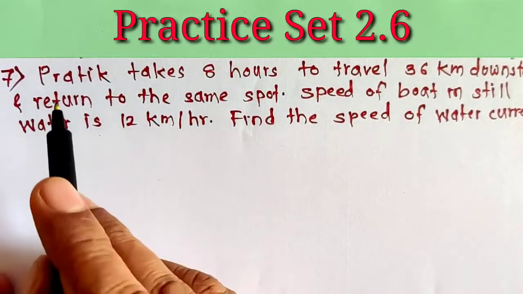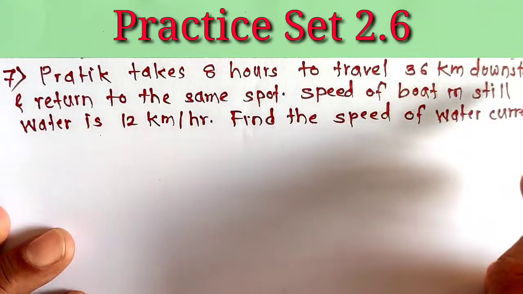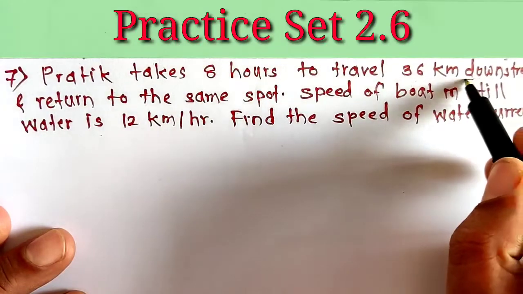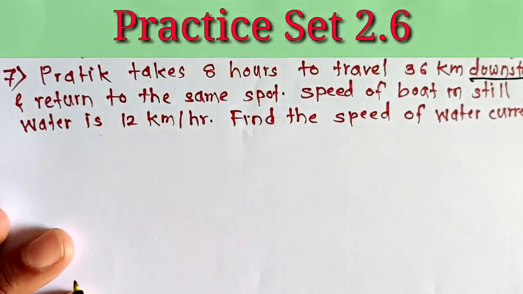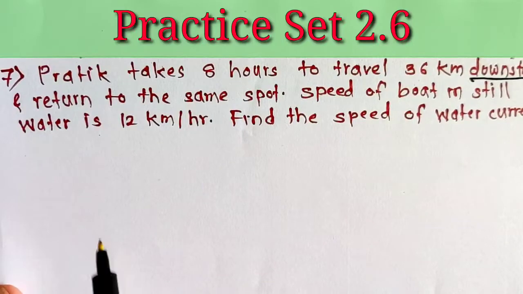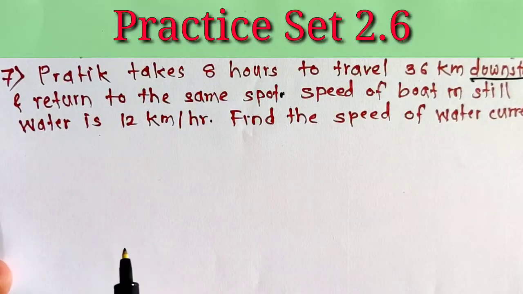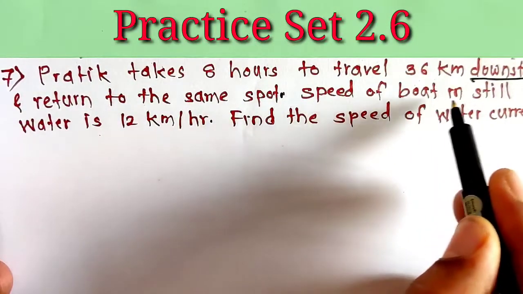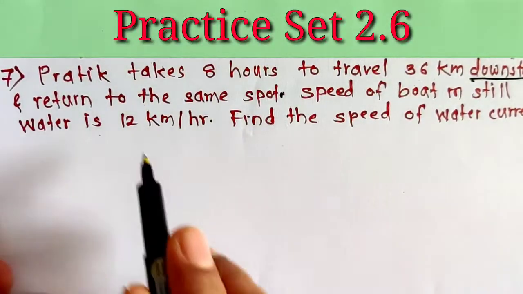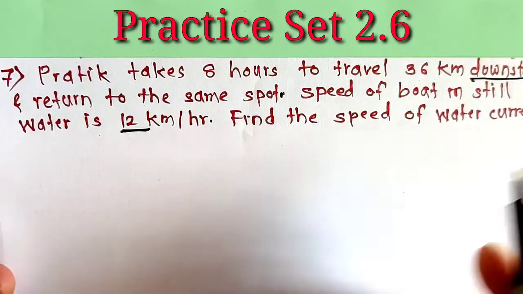Now here is the seventh sum from this practice set. Pratik takes 8 hours to travel 36 km downstream. Downstream means in the direction of flow, and upstream means in the opposite direction of the flow of water, and he returns to the same spot, means again covers 36 km and returns in 8 hours. The speed of the boat in still water is 12 km per hour. Find the speed of the water current.